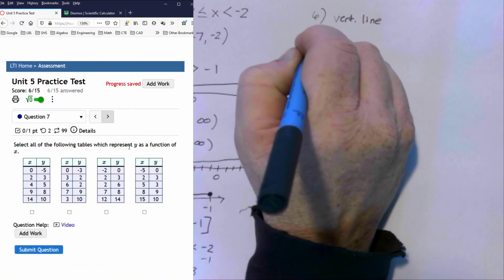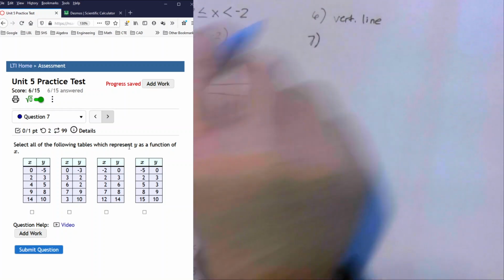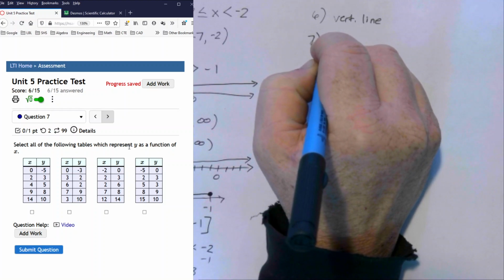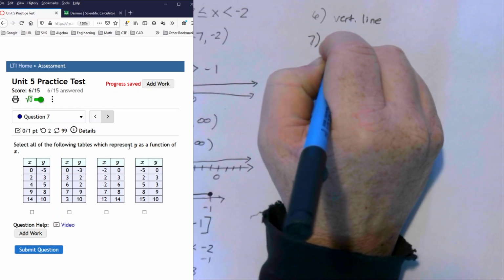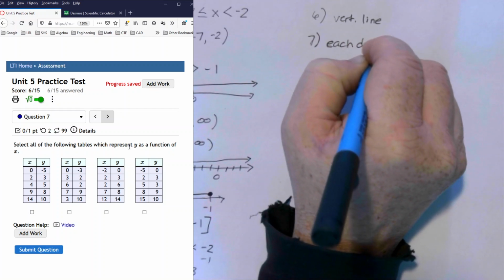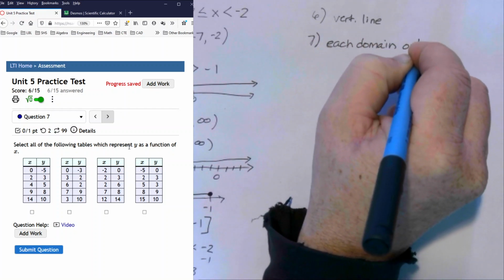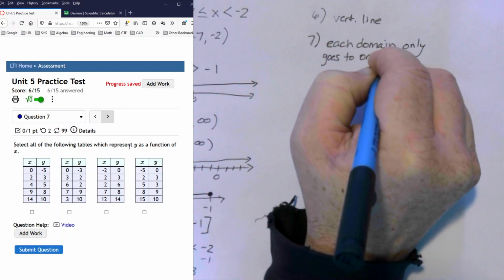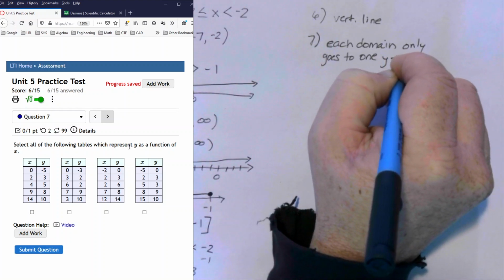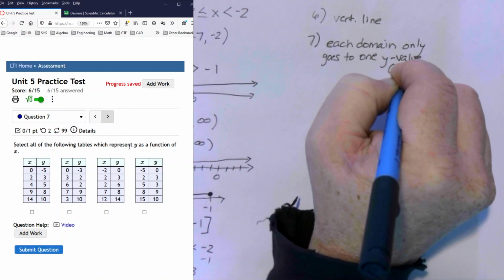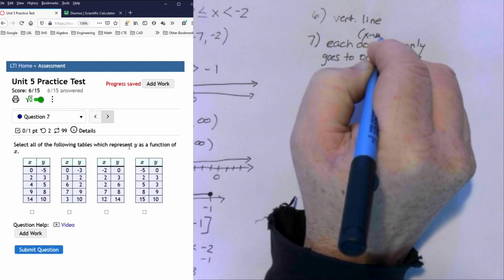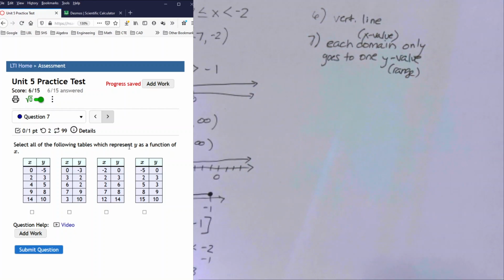Number 7, so they give you a bunch of tables, and they ask you to tell which ones are functions. And so the way that we look at this, right, the definition of a function is that each domain, right, each x value, only goes to one y value. That's the range. Okay, so each domain, the x value, only goes to one y value.